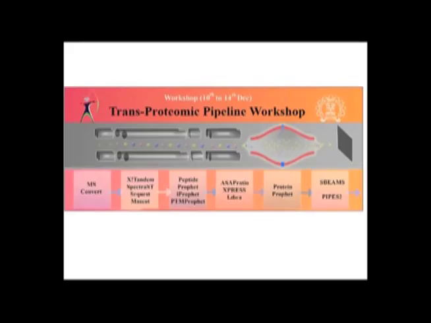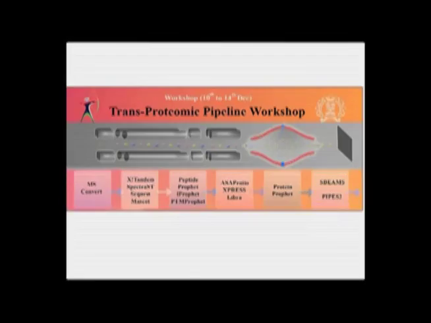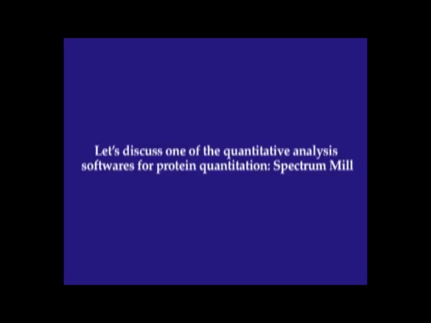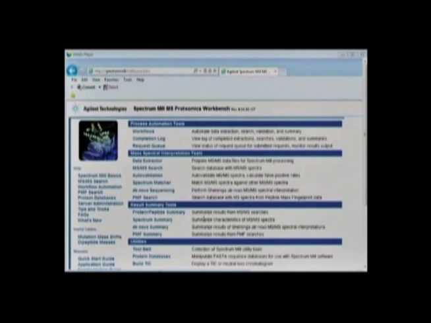Apart from the mentioned software in the table, many open source software were introduced in recent years, such as Trans-Proteomic Pipeline (TPP), OpenMS, MaxQuant, and many more. In the present lecture, we will focus on the iTRAQ data analysis using SpectrumMill software.